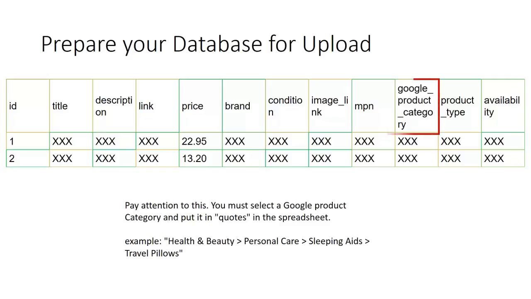This next one here is the Google product category. Now, pay attention to this. You must select Google's product category and put it in quotes. Now, here's an example. You notice there's a quote in the front and a quote in the back. So whenever you fill out this column, these rows, you want to make sure that you keep these quotes in here. Okay? So that's the important thing about that.